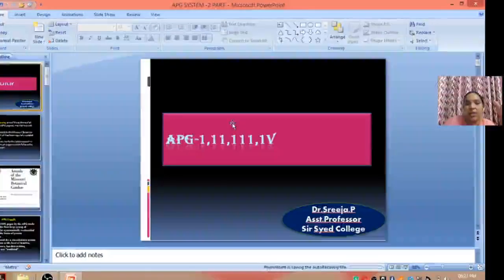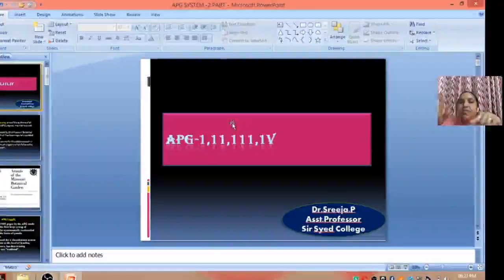So you can see the system of APG4. When you have internet, you just look it up and click on it, and you can see the APG4 families. For that I have given the link. So go through that.